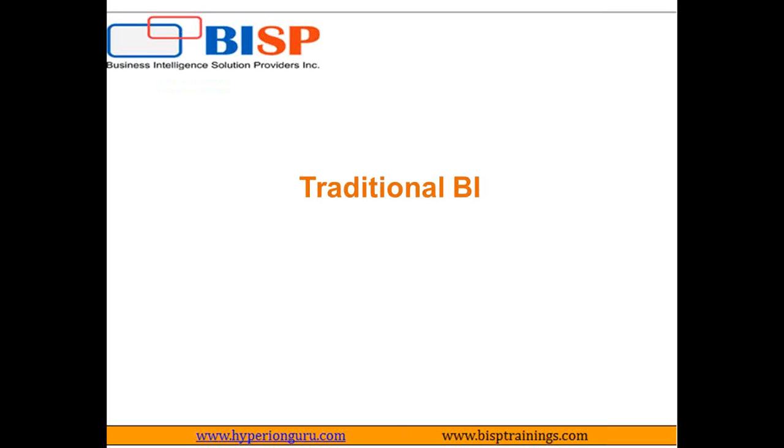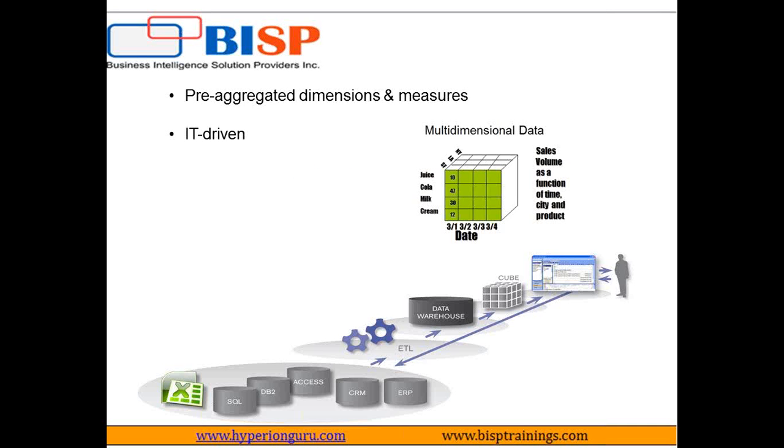What are the features of a traditional BI tool? In a traditional BI tool, there are data sources from which the ETL process is done and a data warehouse is made. From that data warehouse, a cube is made. A cube is basically a pre-aggregation of dimensions and measures, which is made by the experts. And then that cube is queried for reporting purposes. So every time you need a different report, you have to modify that cube. This is the feature of a traditional BI tool.